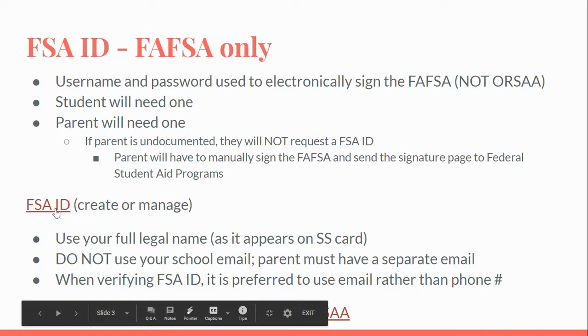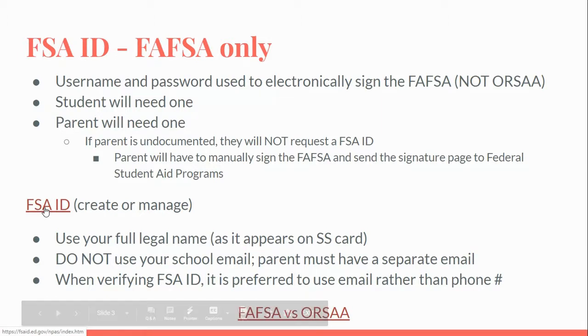So you can click on this website that will take you to create the FSA ID. You want to keep in mind to use your full legal name as it appears on the Social Security card. Do not use your school email. That email will be deleted once you graduate. Parents must also have a separate email.